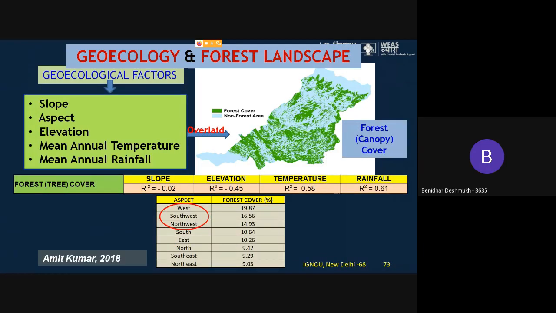Another example is how geology and ecology can be combined, and we can understand how these two are related, or what the relationship is between geoecology and the forest landscape. There were different parameters like slope, aspect, elevation, annual temperature, mean annual rainfall, etc. They were studied in relation to the forest canopy cover. It was found that in certain aspects there is higher vegetation cover, higher forest cover. Similarly, for different parameters, the correlation coefficients were found.